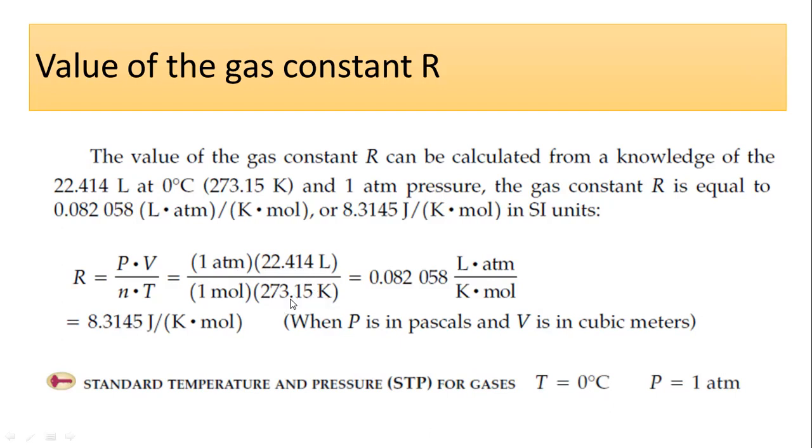If you do not use the fraction, it is also okay. You can just put the value of 273 Kelvin over here. When you solve this one, it will give you the value of 0.082058, and the unit of this one, as written over here, is atmosphere liter per mole per Kelvin. So this is just the rearrangement.